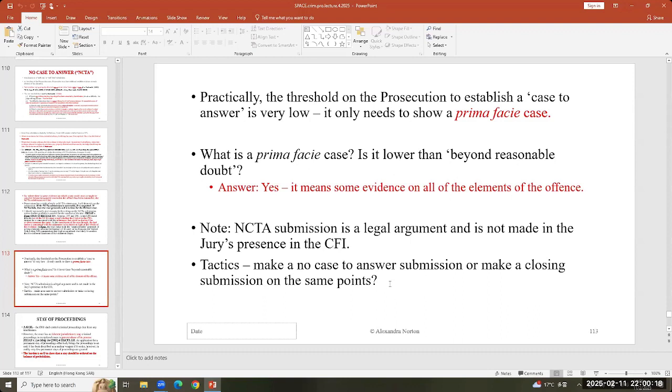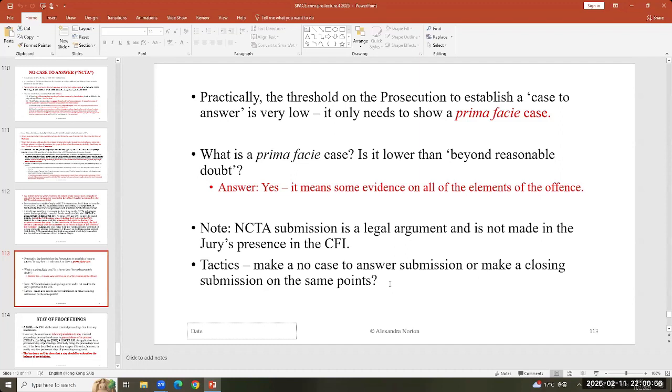Tactically, because it's such a low threshold to get over at the no case to answer stage, defense counsel may sometimes choose not to make a no case to answer submission. They will feel that if they make the submission and it's inevitably rejected because the threshold is so low, they will just end up repeating the same arguments in closing submission, and therefore those arguments will have less effect because the judge has already heard them when the test is much higher. So they may just choose to save those arguments for closing submission, knowing that inevitably there is going to be a case to answer.